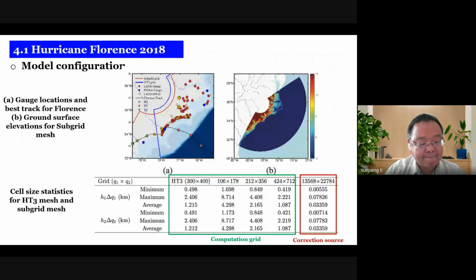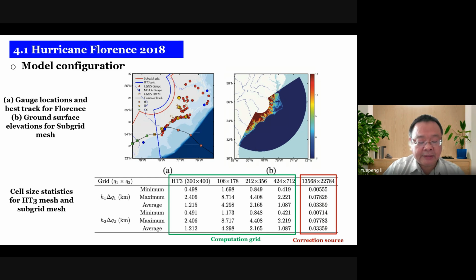Next. The second case considered here is the storm surge induced by Hurricane Florence. In 2018, we did several grids to test different resolution results. In this study, the original SEST grid resolution is about 40 meters. The subgrid mesh resolution can reach around 6 meters.